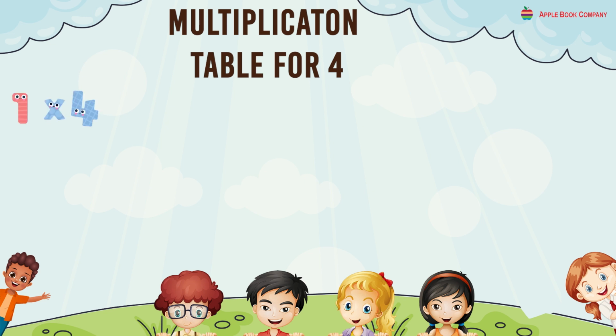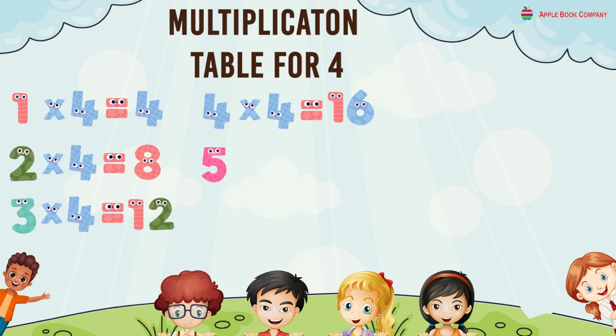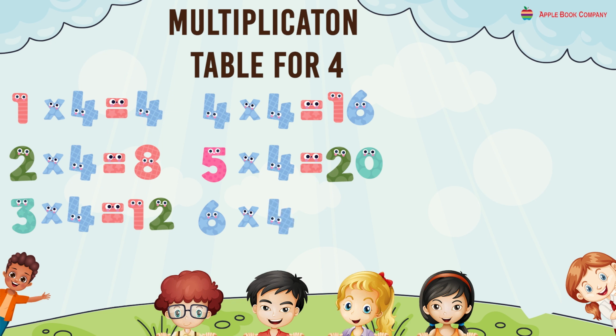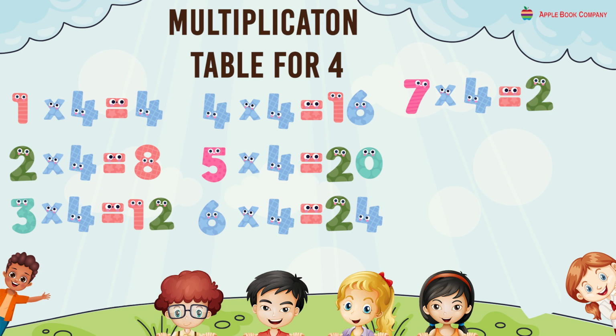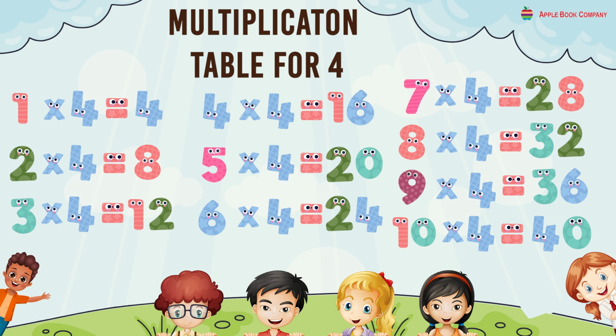1 multiplied by 4 is 4, 2 multiplied by 4 is 8, 3 multiplied by 4 is 12, 4 multiplied by 4 is 16, 5 multiplied by 4 is 20, 6 multiplied by 4 is 24, 7 multiplied by 4 is 28, 8 multiplied by 4 is 32, 9 multiplied by 4 is 36, 10 multiplied by 4 is 40.